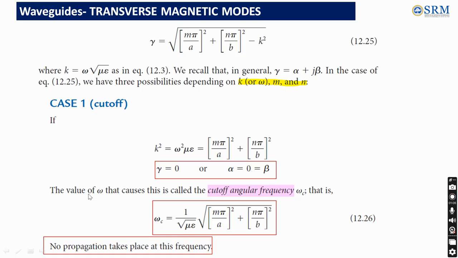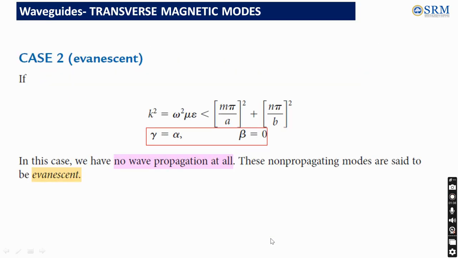So what we can infer, the value of omega that causes this is called cutoff angular frequency. At cutoff, there is no propagation taking place. So for the cutoff angular frequency, we just replace omega by omega c and find it. Omega c is 1 by root of mu epsilon, multiplied by the square root of (m pi by a) the whole square plus (n pi by b) the whole square. So the second case is the evanescent case.